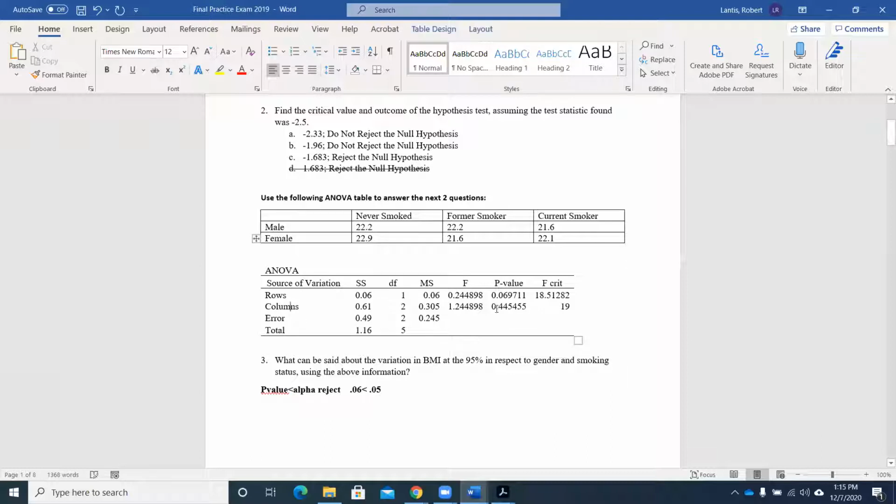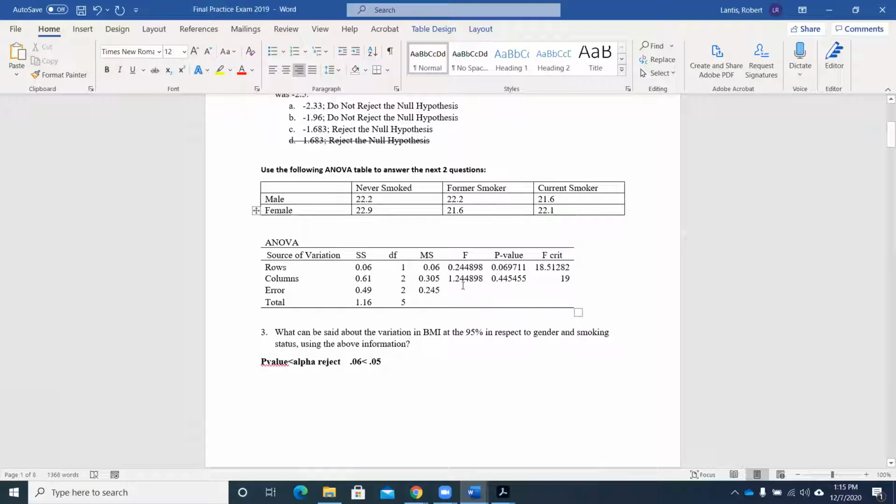Same kind of idea with the columns. I have a very high p-value there. So what can I say about the variation in BMI with respect to smoking status? Well, holding constant someone's gender, if the p-value is 0.44, I'd be failing to reject because that's not less than 0.05. So I can't say that there's any difference in BMI with respect to someone's smoking status, even holding constant their gender. Okay? So that's how we read these ANOVA testing tables.